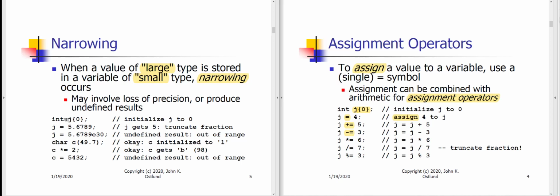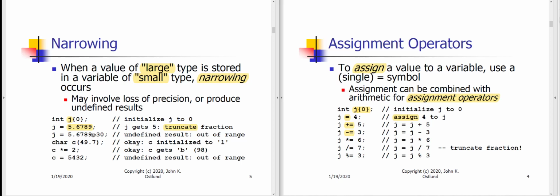For example, here, j is an int object, and I'm assigning a double value into j. Now, 5.6789 will certainly fit in the range of values that can fit into j. j can contain integer values roughly between plus and minus 2 billion. But of course, an int cannot contain a fraction. So what happens is that the fraction part is truncated, and j ends up getting 5 as a result of that assignment.